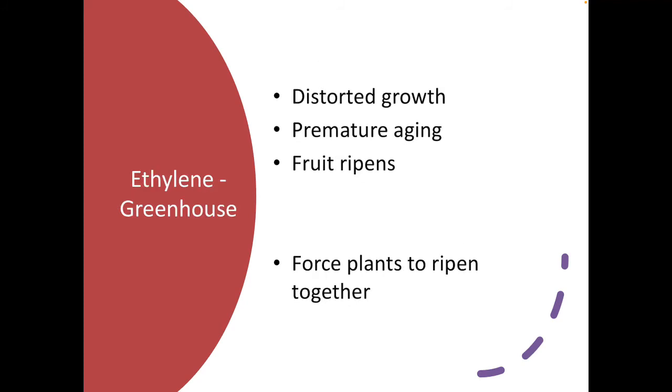Too much ethylene, however, will distort your growth, results in premature aging, and fruit ripening faster than you want. So you know that whole phrase of one bad apple ruins the bunch? The one bad apple goes bad, and the next thing you know, it's producing ethylene, and it causes all the other apples to go bad.